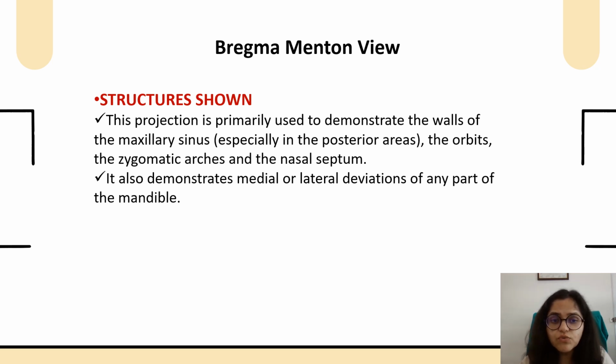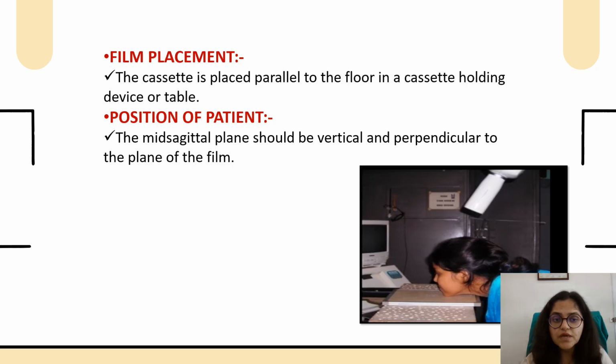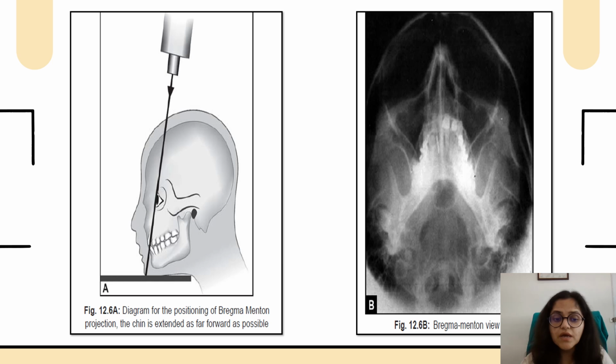Next is the Bregma-Menton view, in which the structures shown are primarily used to demonstrate the wall of the maxillary sinuses, the orbit, zygomatic arches, and the nasal septum. It also demonstrates medial and lateral deviation of any part of the mandible. Film placement: the cassette is placed parallel to the floor in the cassette holding device or the table, as you can see on the right corner of the slide. Position of the patient: the mid-sagittal plane should be vertical and perpendicular to the plane of the film. In this diagram, there is the positioning of the Bregma-Menton projection. The chin is extended as far as possible, and let's see the Bregma-Menton view.